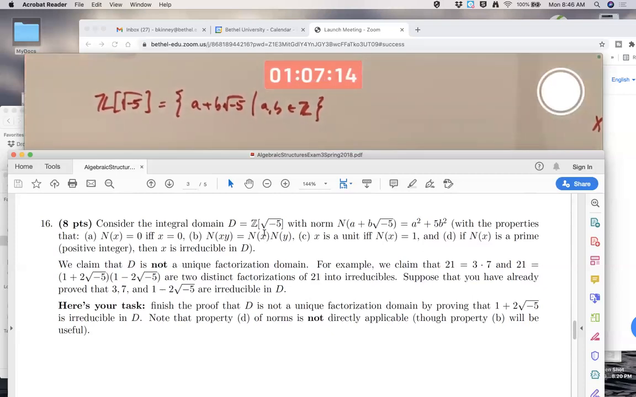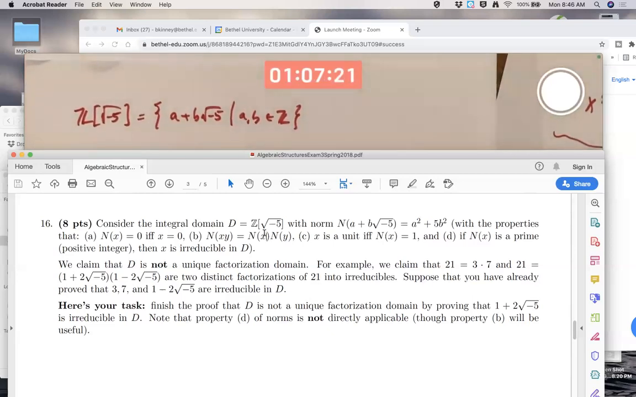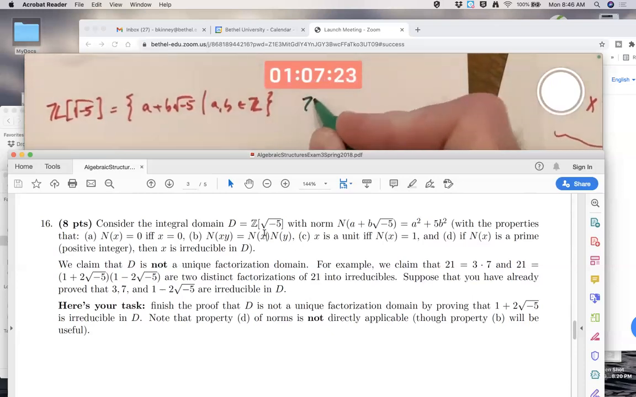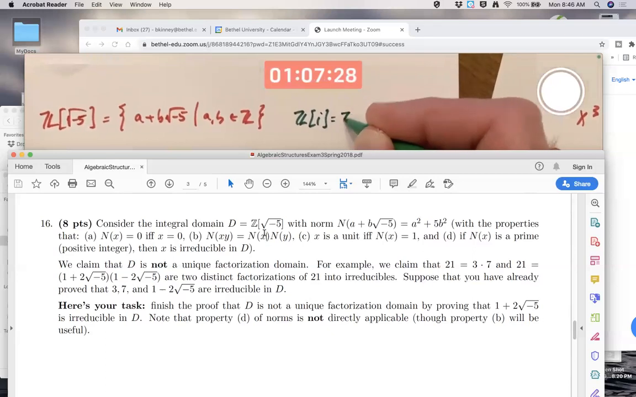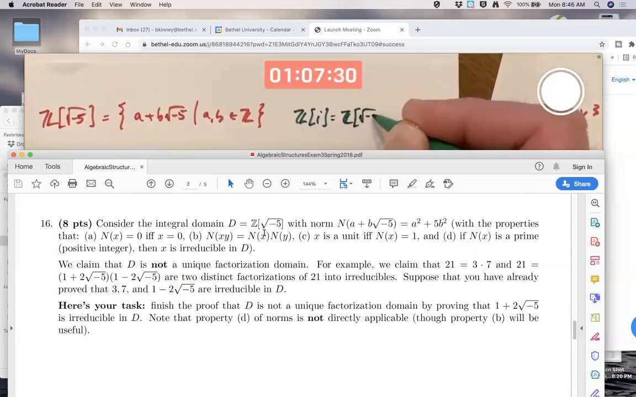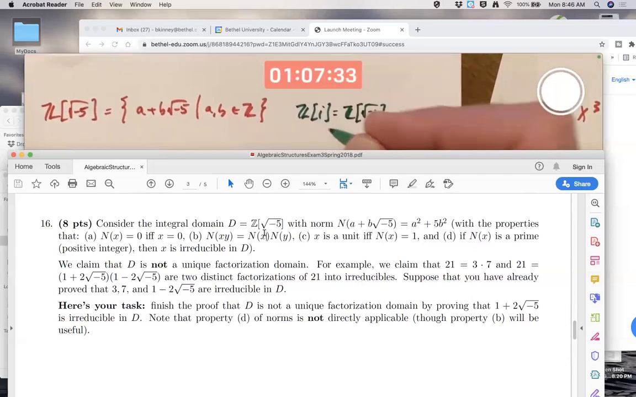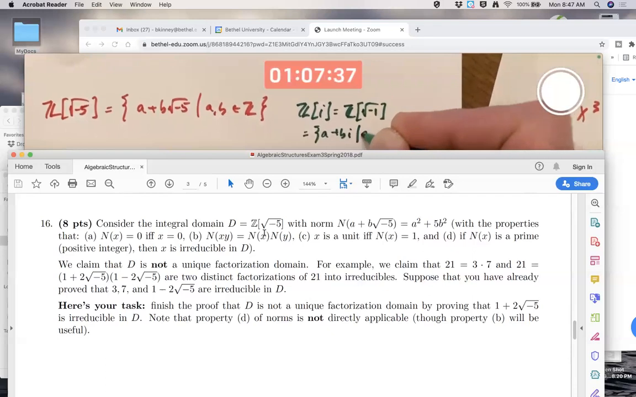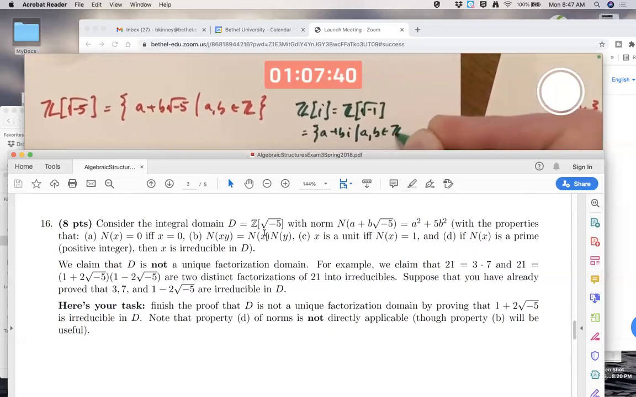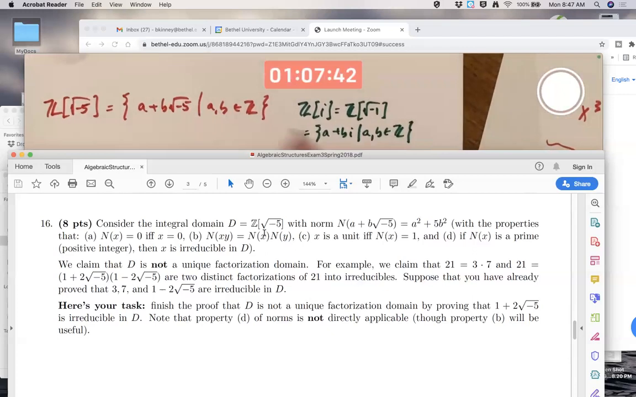This is, as you look at this, somewhat analogous to the Gaussian integers, Z[i], which could also be thought of as Z square root of -1. That was called the Gaussian integers. And you can see these are somewhat similar to each other, except we're using square root of -5 instead of square root of -1.